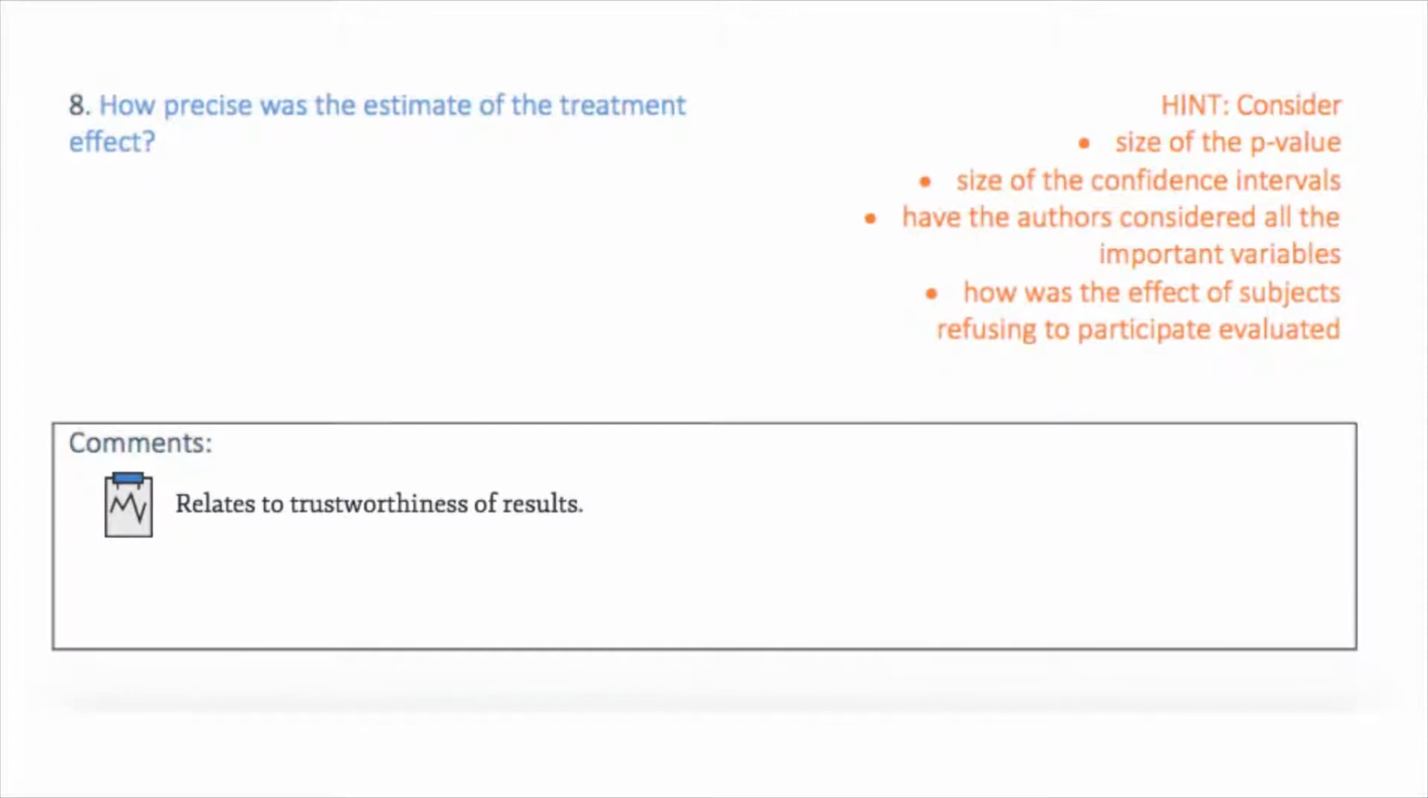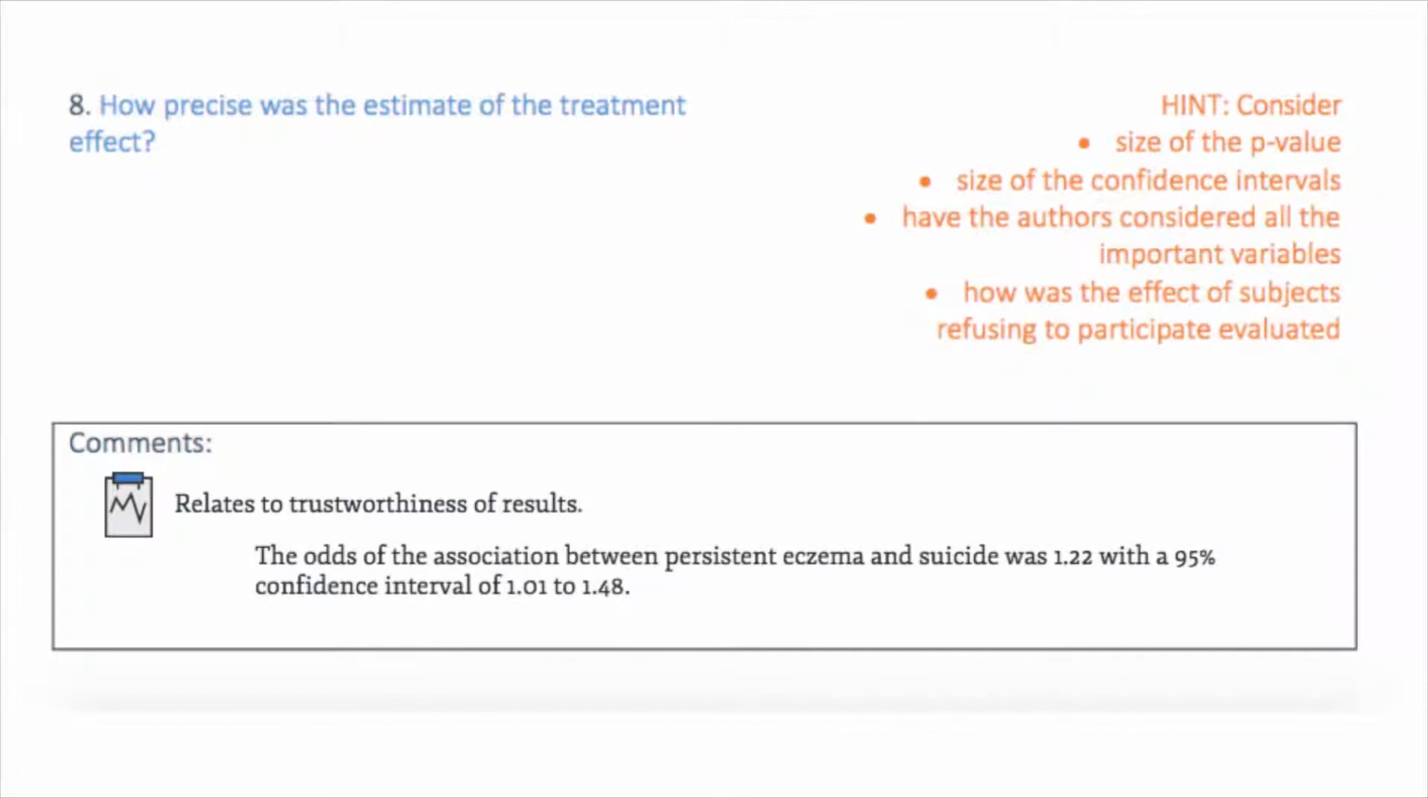In this study, the odds of the association between persistent eczema and suicide was 1.22, with a 95% confidence interval of 1.01 to 1.48. This odds ratio represents only a small increase in risk, and the 95% confidence interval almost includes the value of no effect, i.e. 1.